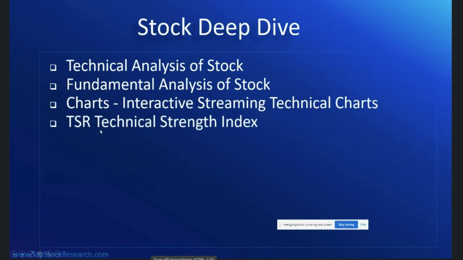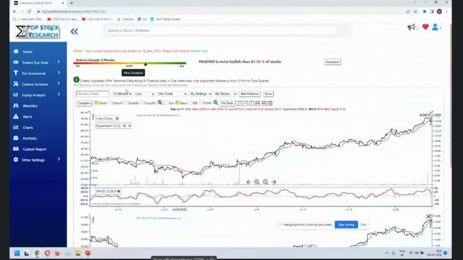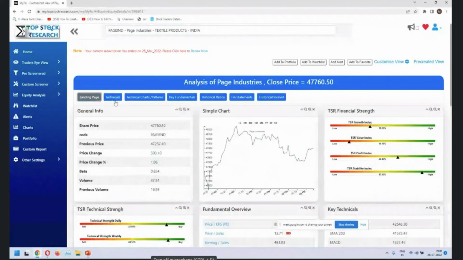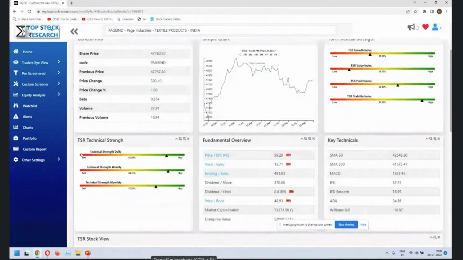Next in this one is TSI, Technical Strength Index, which we have briefly covered. So Technical Strength Index, when we go back to the stock view, for example, let's go back to the page industry, looking at the technicals. So this is where the technical strengths are there, right? We'll cover that in a subsequent section when we take this particular topic as a full-fledged topic.